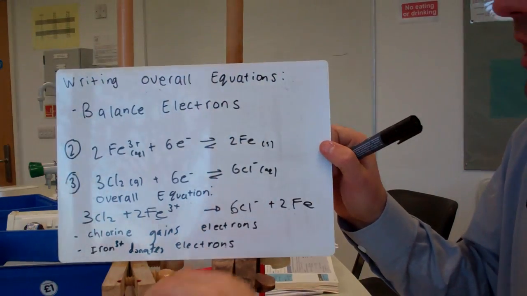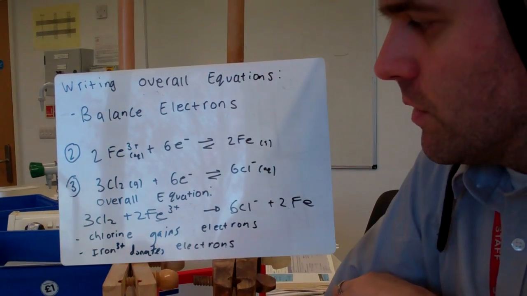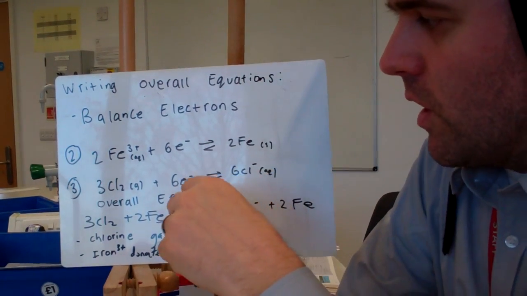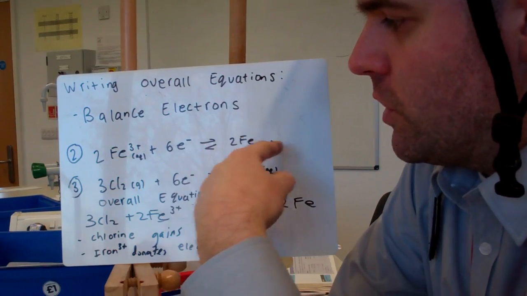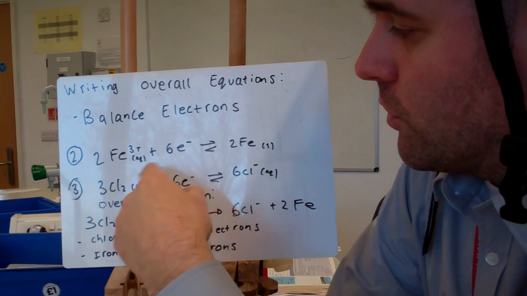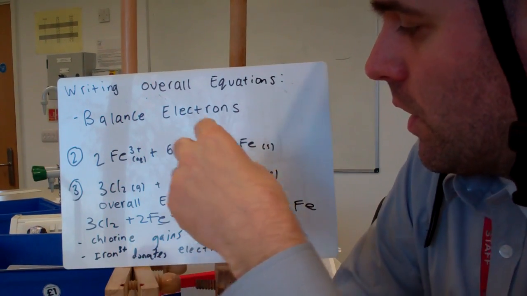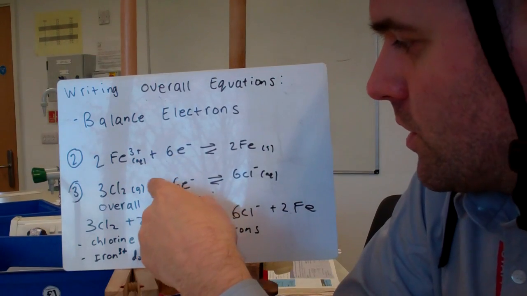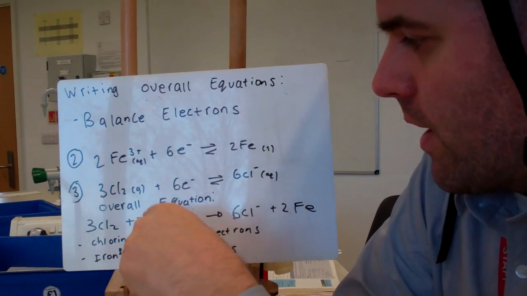When we write the overall equation for them, we have to balance out the electrons. So because there was 2 and 3, this one had 3 electrons, so we times it all by 2 to make 6. This one had 2 electrons, so we times it all by 3 to make 6. And then remember that this one's going forward and this one's going backwards.